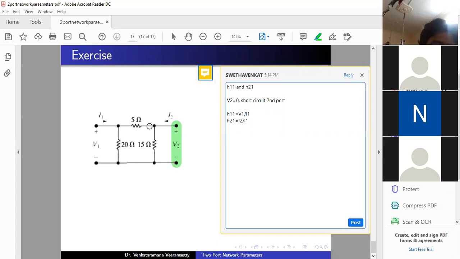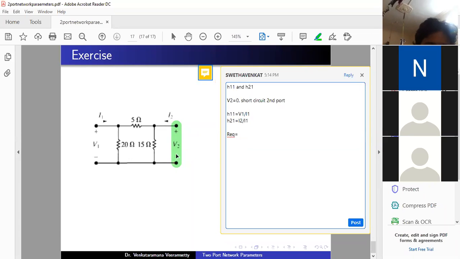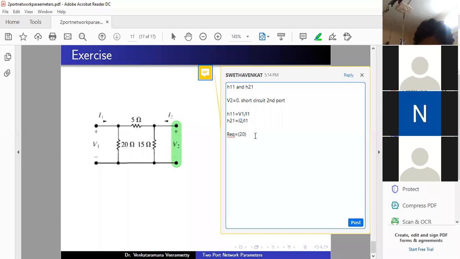If you want to calculate I1, first of all I have to calculate the total resistance. Can anyone tell what is the equivalent resistance for the circuit? 4 ohms, because there is a short circuit at the 50 ohm resistance, so neglect the 50 ohm resistance. Now we have the 5 ohm resistance and 20 ohm resistance in parallel, so R1 into R2 divided by R1 plus R2, that is 20 into 5 divided by 25, which is equal to 4 ohms.